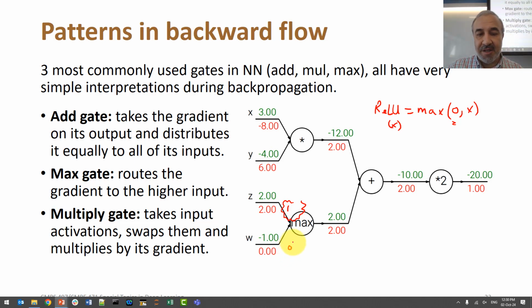Is that clear? And that's why you can see that the final derivative with respect to w is 0. And in meaning, why is that? Because if you change w a little bit, the maximum will not change, which means the final output will not change. So the derivative is 0. That means it will not affect the output of the function. Okay, any questions?